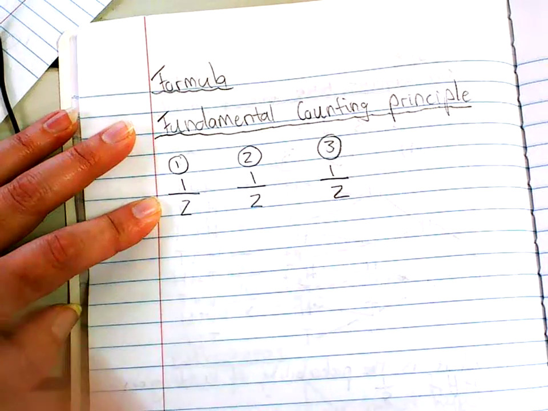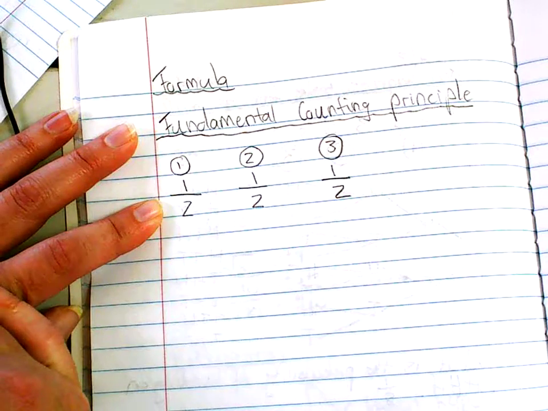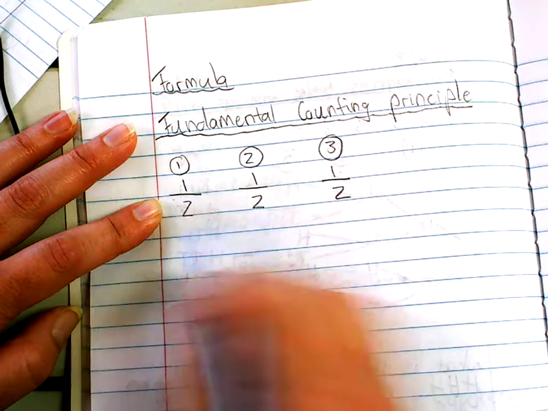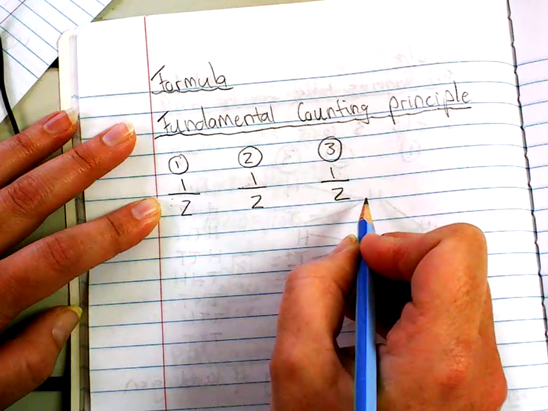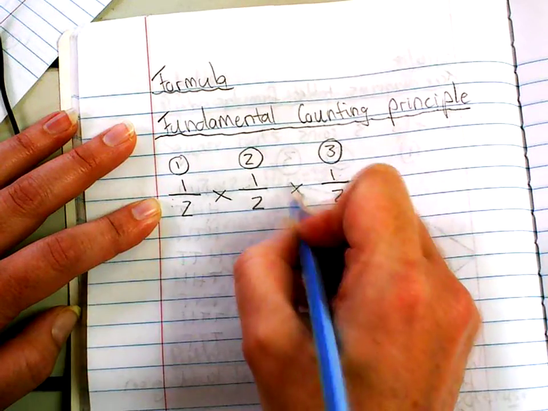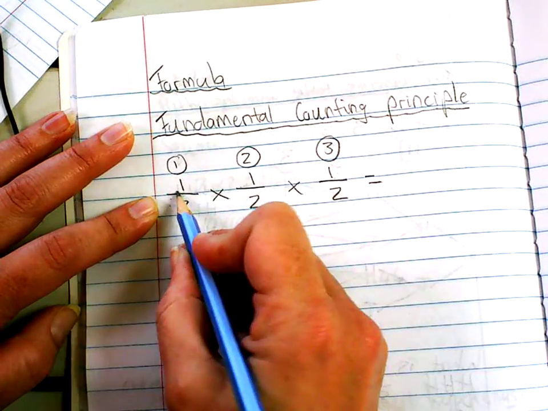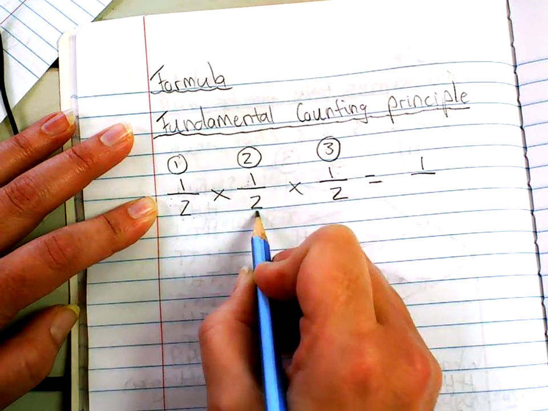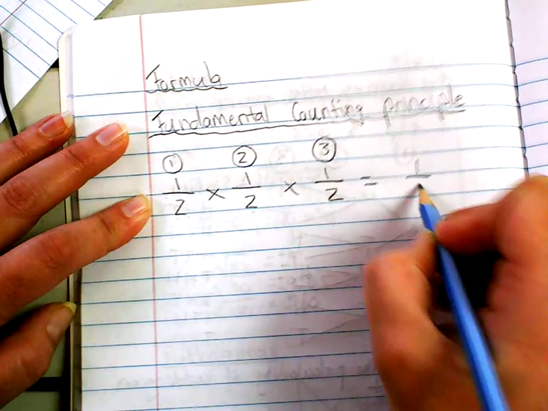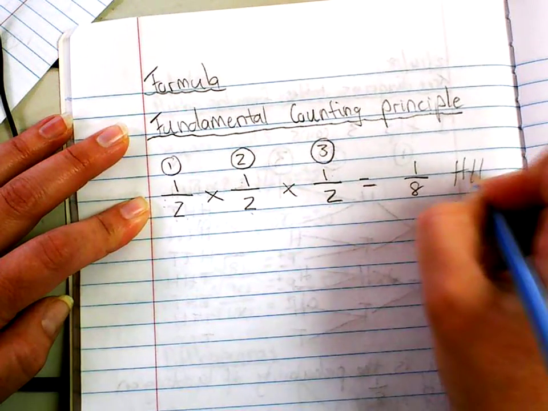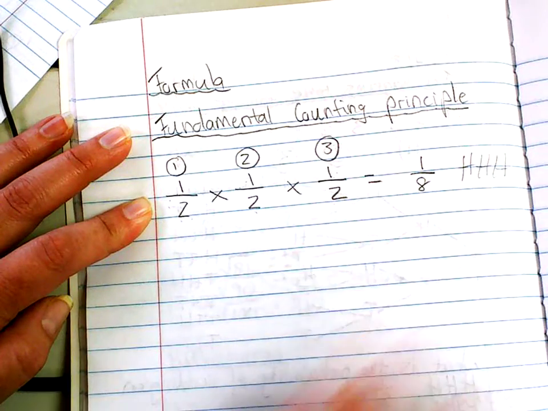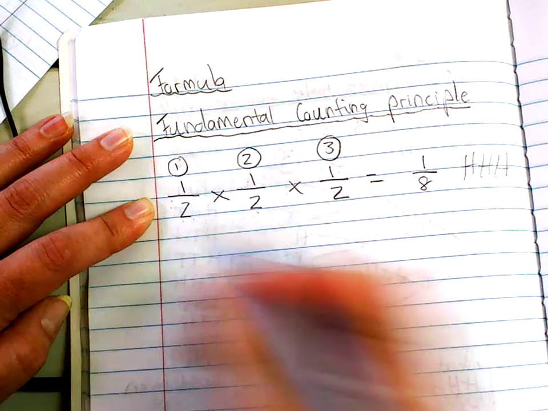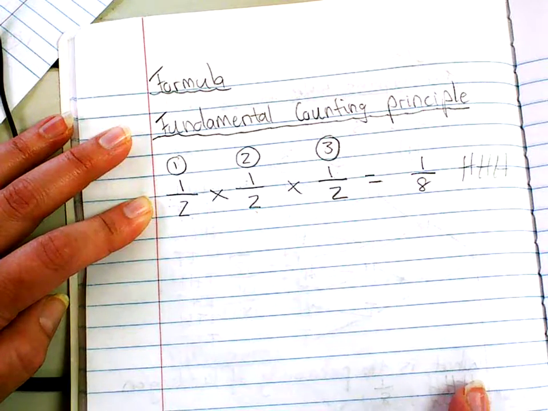2. Now watch what the fundamental counting principle is. The fundamental counting principle says, if you do these 3 at the same time, you just multiply all 3 fractions. Top times top, bottom times bottom. 2 times 2 is 4. 4 times 2 is 8. So what are my chances of getting heads, heads, heads? It's 1 over 8. Now if you think back to the tree diagram, that's exactly what we got. This method is just much shorter.